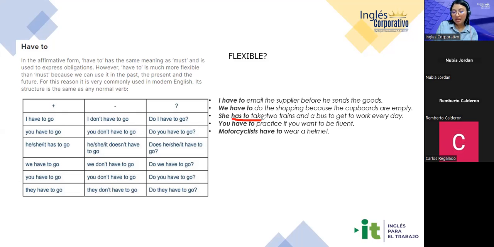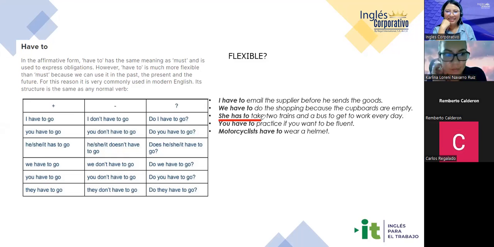She has to take 2 trains and a bus to get to work every day. ¿Qué dice acá, clase? Que ella toma 2 trenes y un bus para llegar a trabajar todos los días. Igual a ustedes, ¿verdad? Yo solo un bus. Just one bus. The same to you? A mí siempre me deja el tren del Pacífico, pero pretendo alcanzarlo. Rayos, le deja el tren del Pacífico.